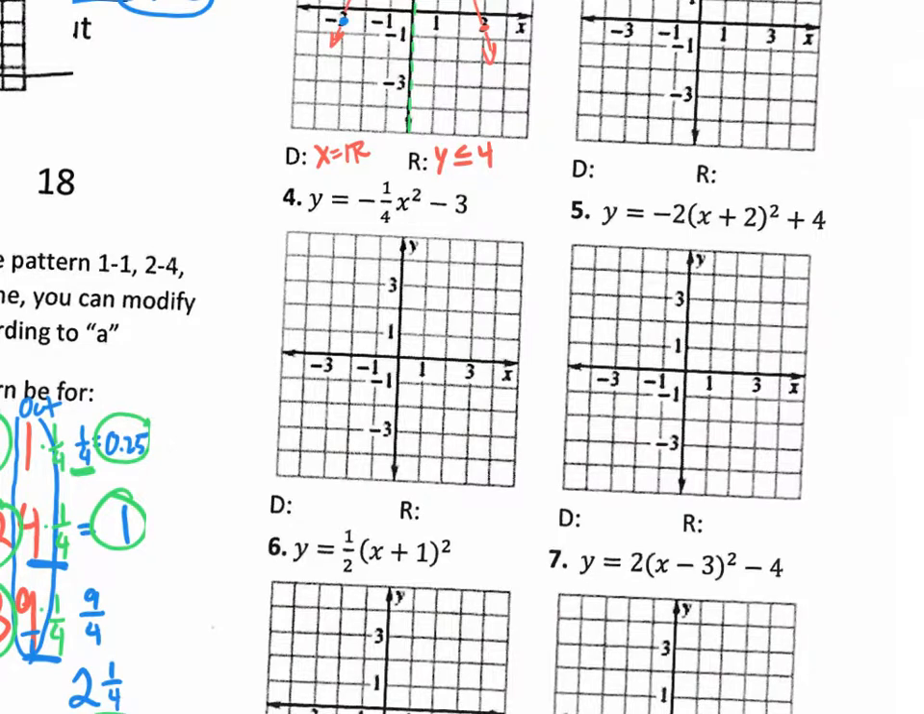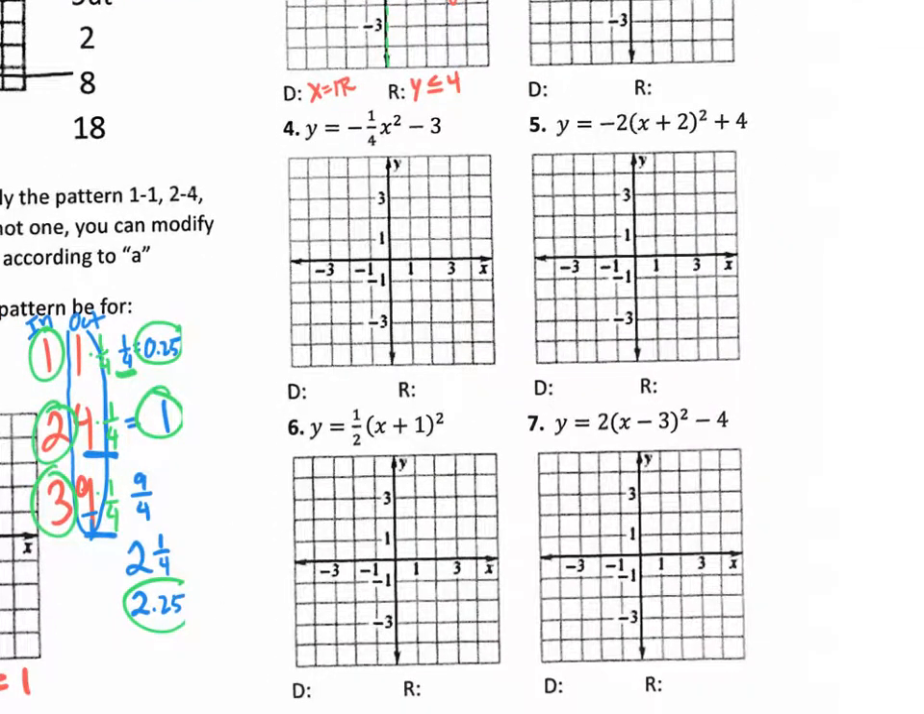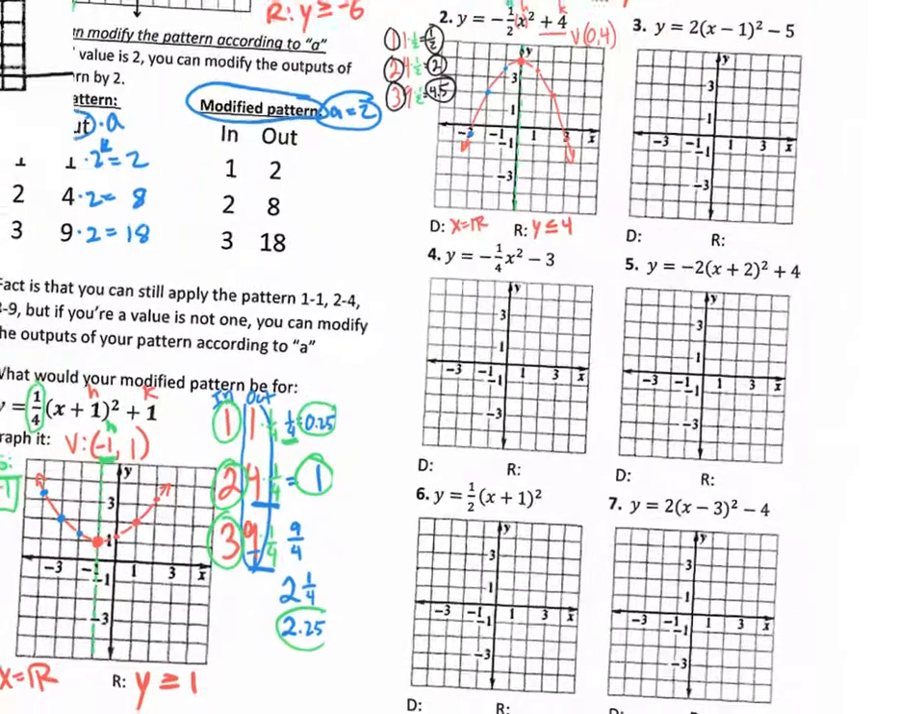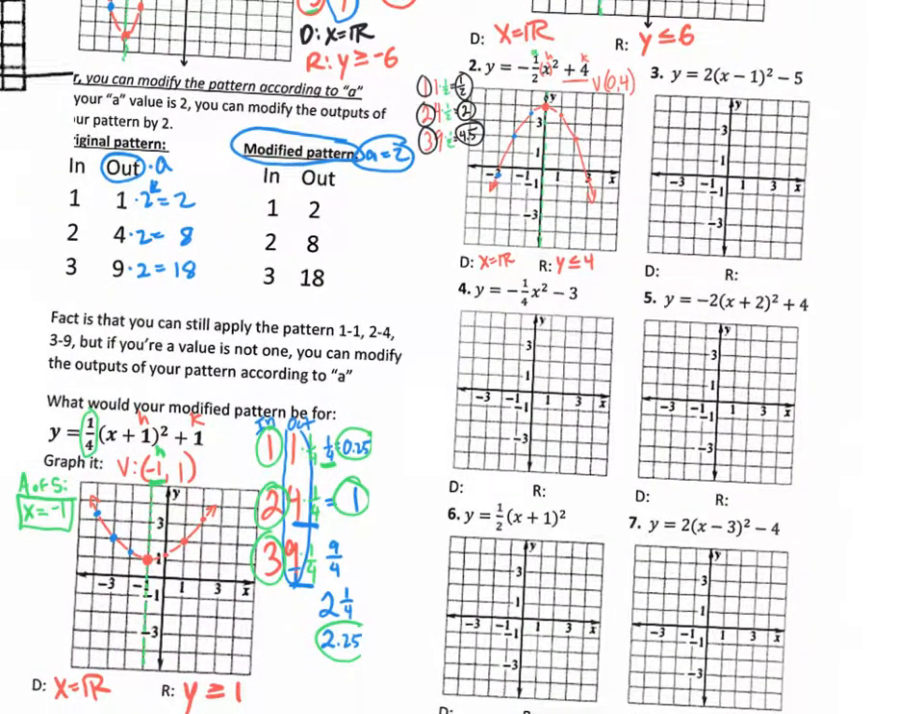Because all you're doing is taking your original pattern of the a value being 1 and then modifying the outputs according to your new a value. So I'm going to stop right here. Please work on the rest right now. The answers are on the back, so you could check yourself if you're going in the right direction or wrong.